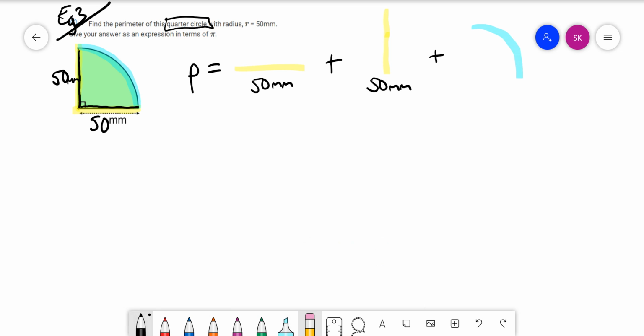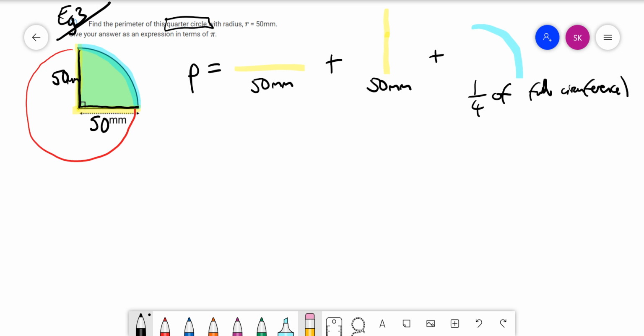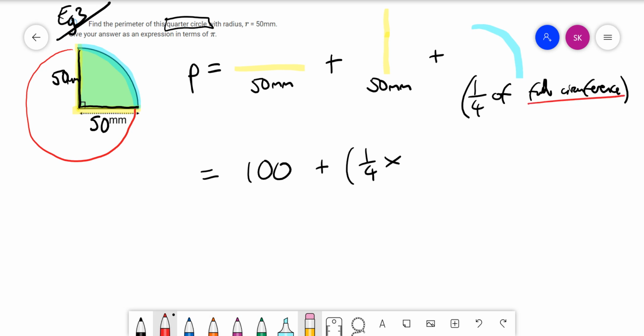And to find that, we find what fraction of the full circumference it is. Well, in this case, if we made the circumference all the way around, you can see we've only got a quarter of it. So it's going to be a quarter of the full circumference. So 50 plus 50 is 100. And then we've got a quarter times, of in maths means times. And now we just need to find what the full circumference would be.